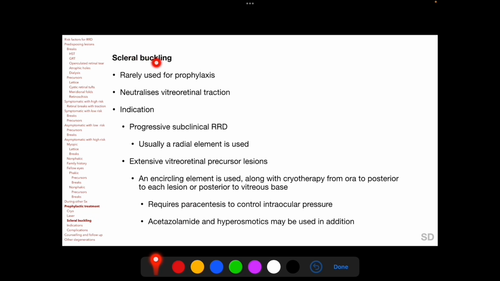Although scleral buckling neutralizes vitreoretinal traction, it is rarely used for prophylaxis against RRD. Indications for scleral buckling as prophylaxis against RRD include progressive subclinical RRD and extensive vitreoretinal precursor lesions. We'll be discussing the scleral buckling procedure in a later session.